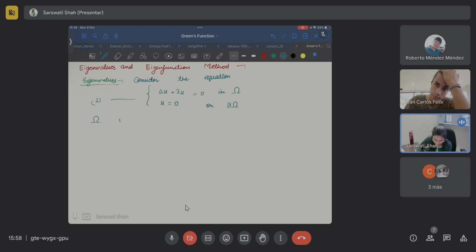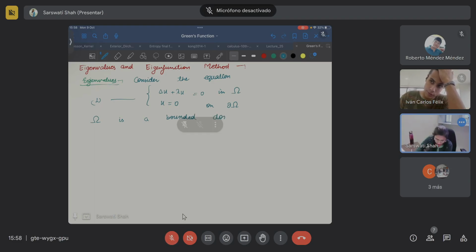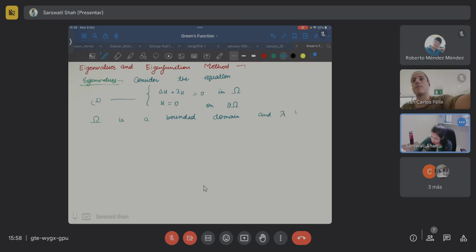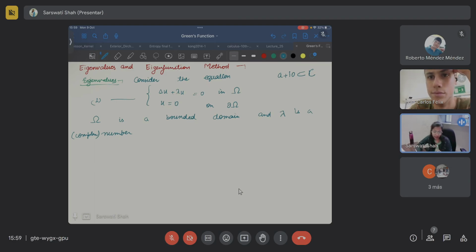We are taking omega as a bounded domain and this lambda is a number. For the time being, assume that lambda is a complex number, because even a real number can be expressed in this form, so it is also a subset of the complex numbers. That's why I am mentioning complex. It is a general form. So lambda is a number.